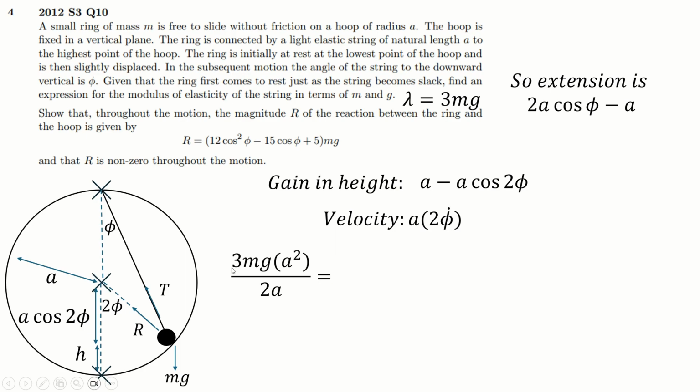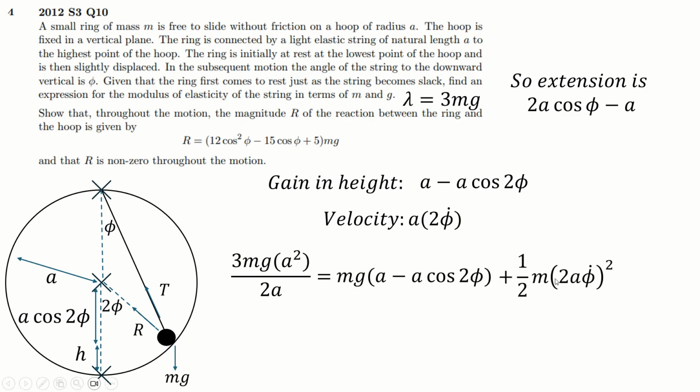Okay, so now I'm going to build the energy equation, right? Initially, the only energy we have is the stretch in the elastic string. When the thing was at the bottom here, we just had a stretch of A in the string, and it wasn't moving, and it had no potential energy, so it's just this. When it's here, we've got a little bit of a gain in potential energy, which will be m times g times this height. We've got a gain in the velocity, or kinetic energy, I should say, which is a half times m times v squared.